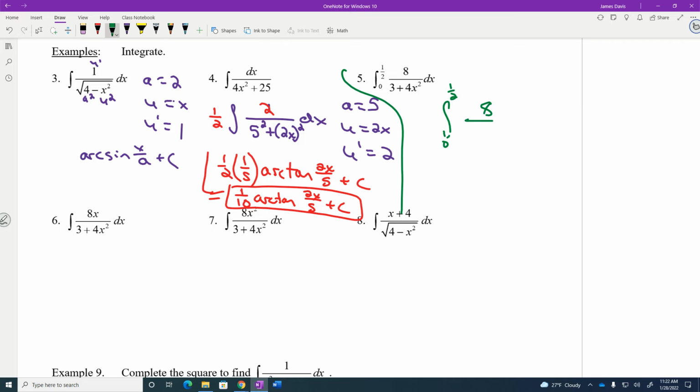So we've got 8 up here for now. So how do I rewrite 3 as something squared? What squared is 3? Yeah, square root of 3. So it's the square root of 3 squared plus the other, 2x squared.